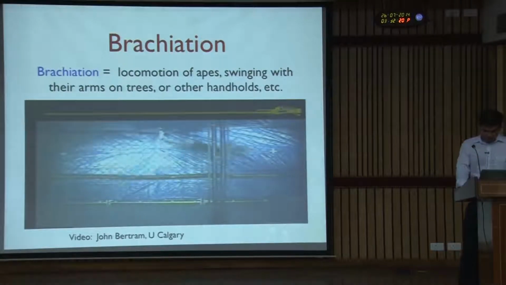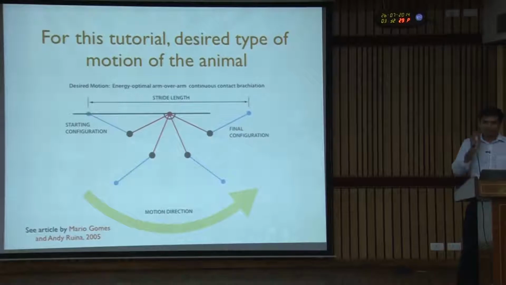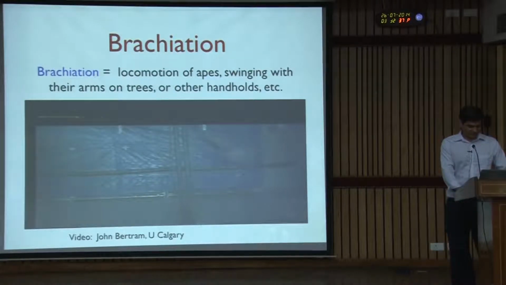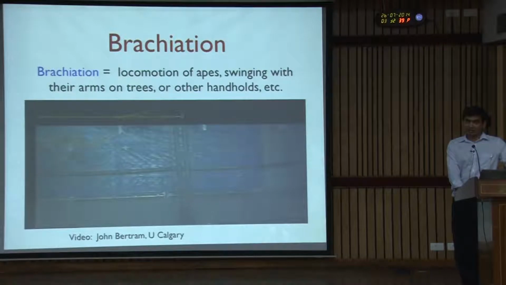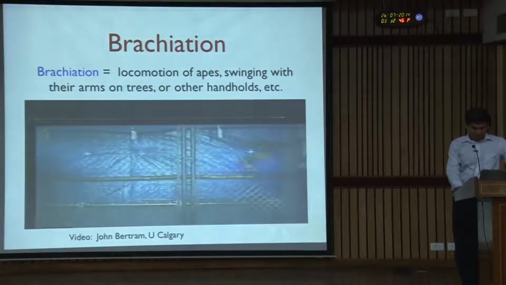this video is from John Bertram, University of Calgary, who's a biologist, and he wants to understand the locomotion of these apes. And we're going to try to understand by solving a simple optimization problem, or at least try to simulate some reasonable approximation of the energy optimal way to go from one handhold to the next in this kind of a motion.